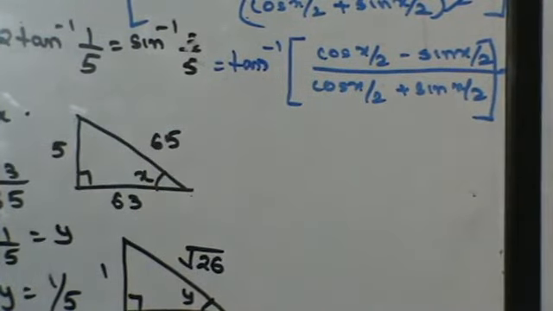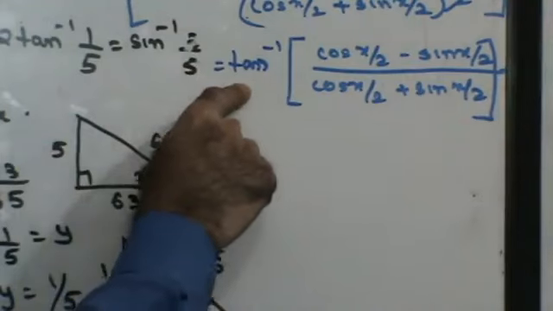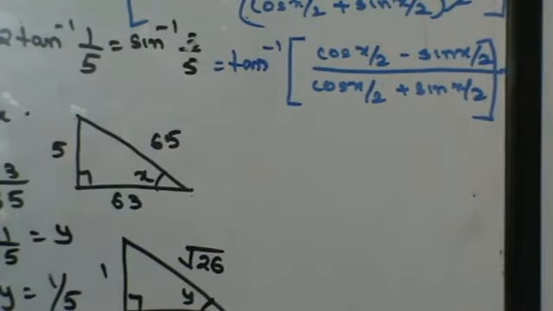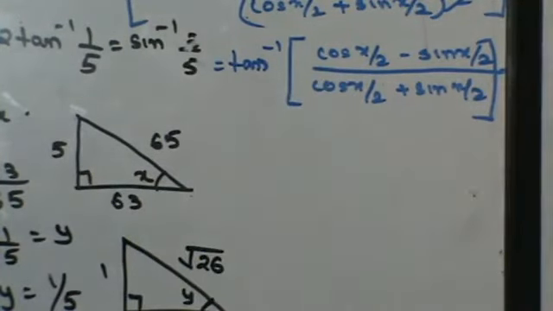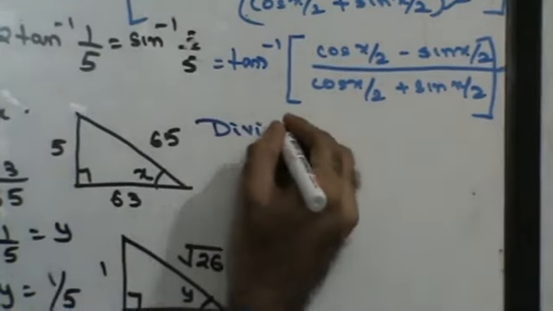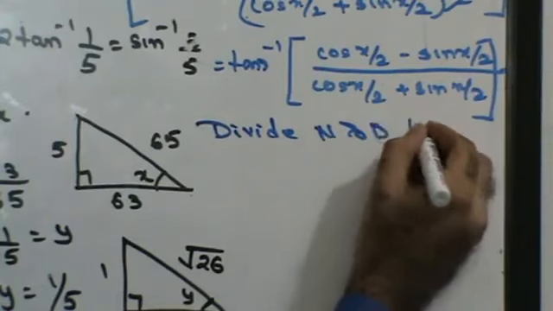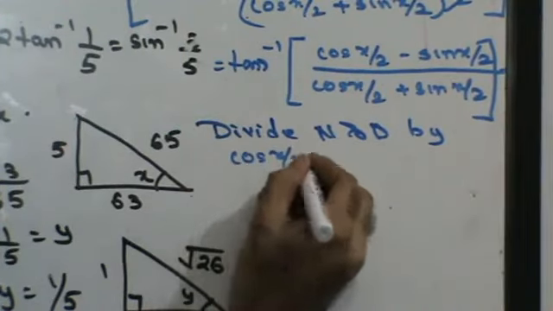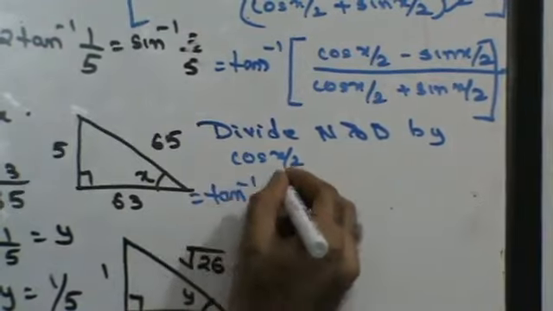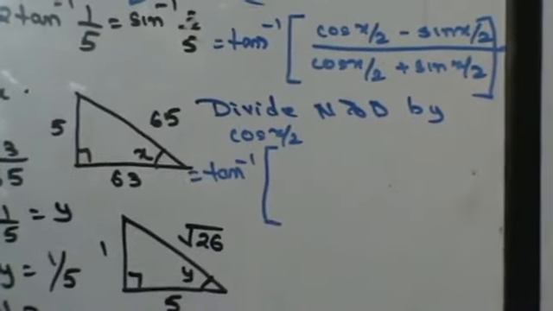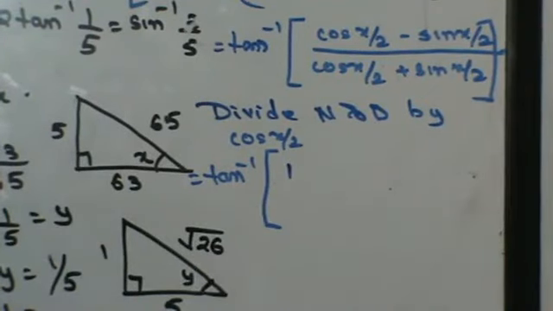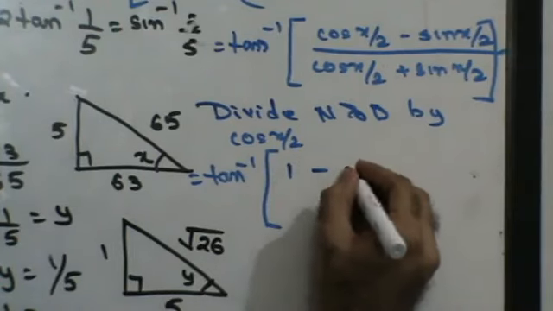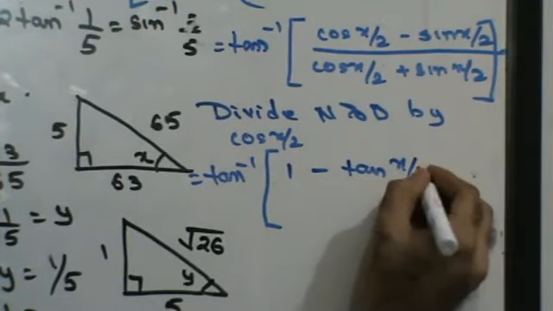Guys, understand the logic instead of mugging up. I have a tan inverse outside, I need to get tan inside. For all tan functions in fraction, the first number in the denominator is 1. If I want to make that number as 1, I will divide numerator and denominator by cos x by 2. So in that case, this will be tan inverse cos x by 2 upon cos x by 2 can be written as 1, right? Sin x by 2 upon cos x by 2 can be written as tan x by 2.